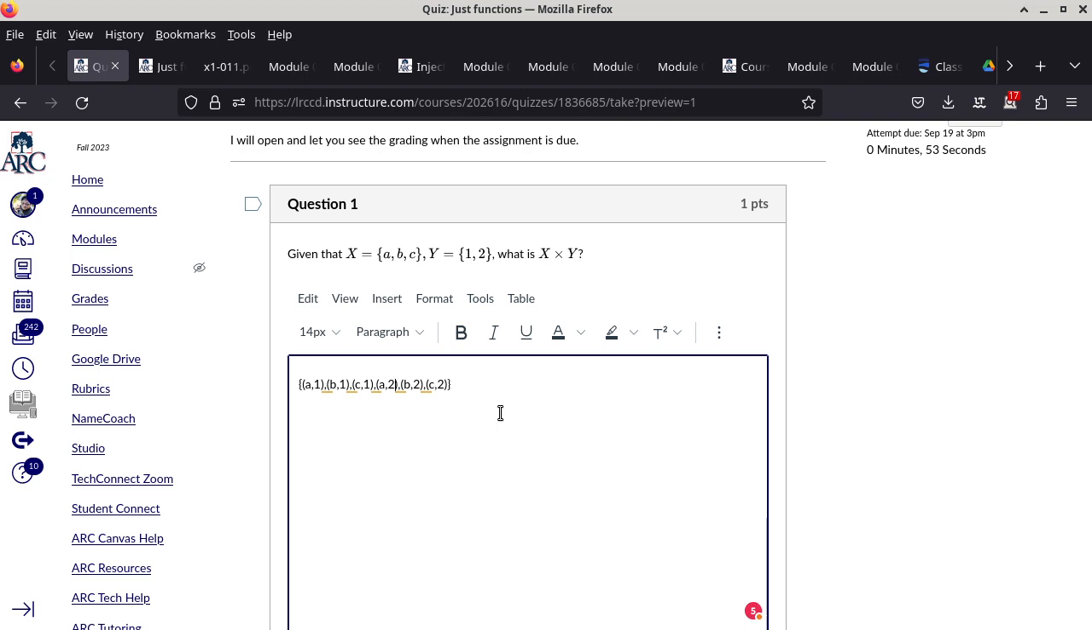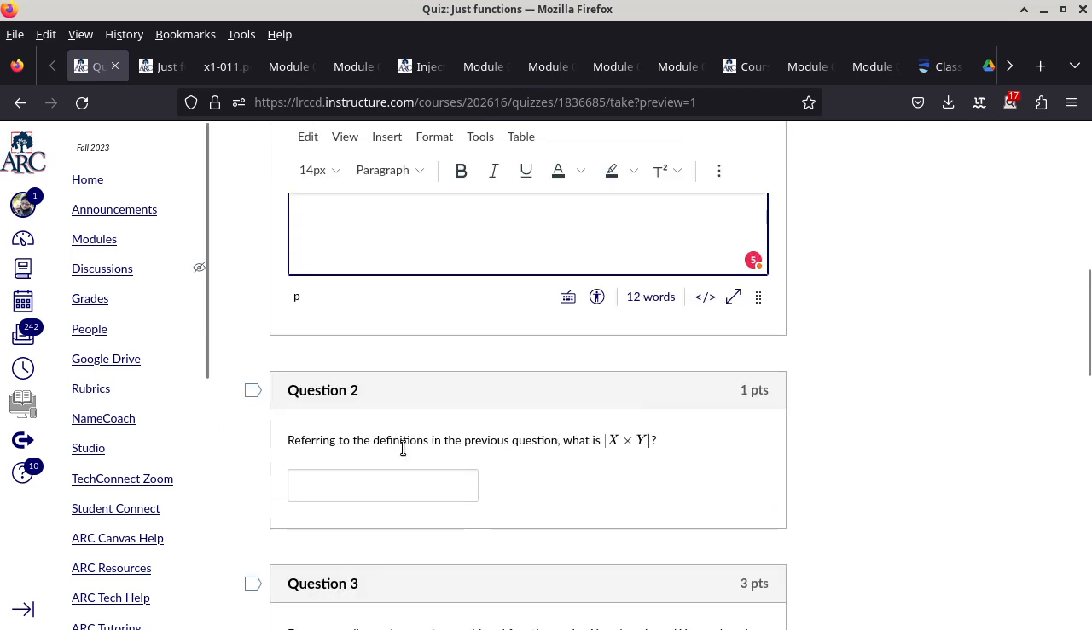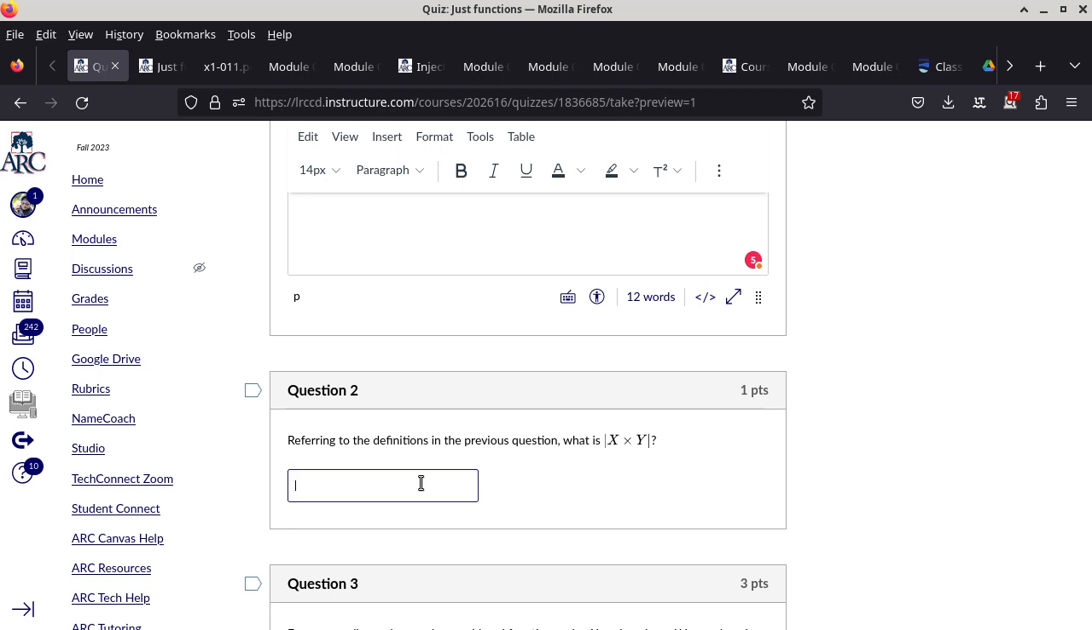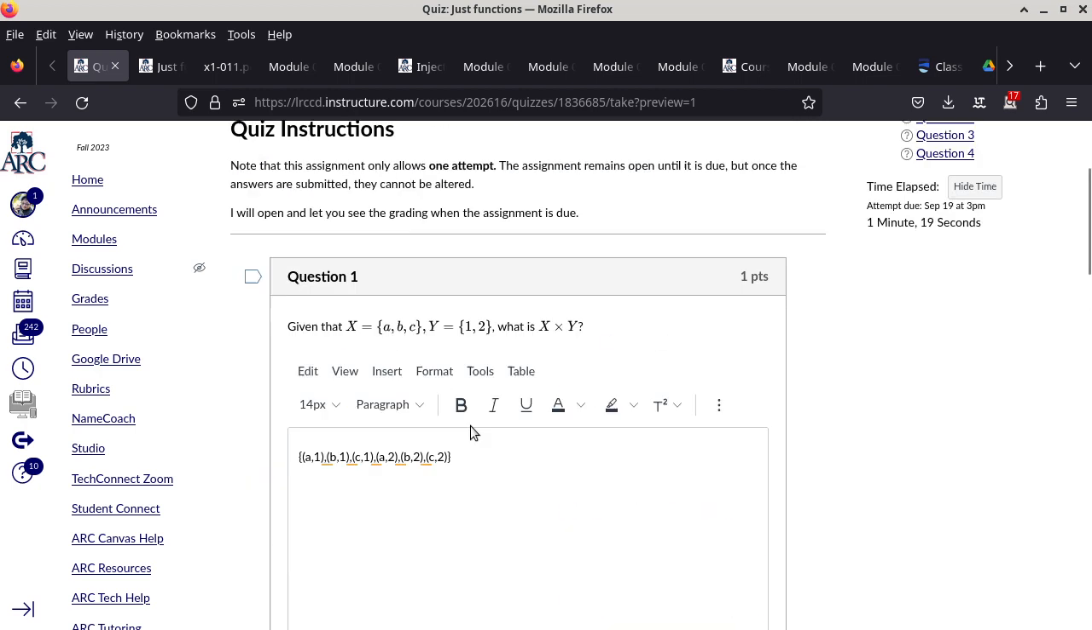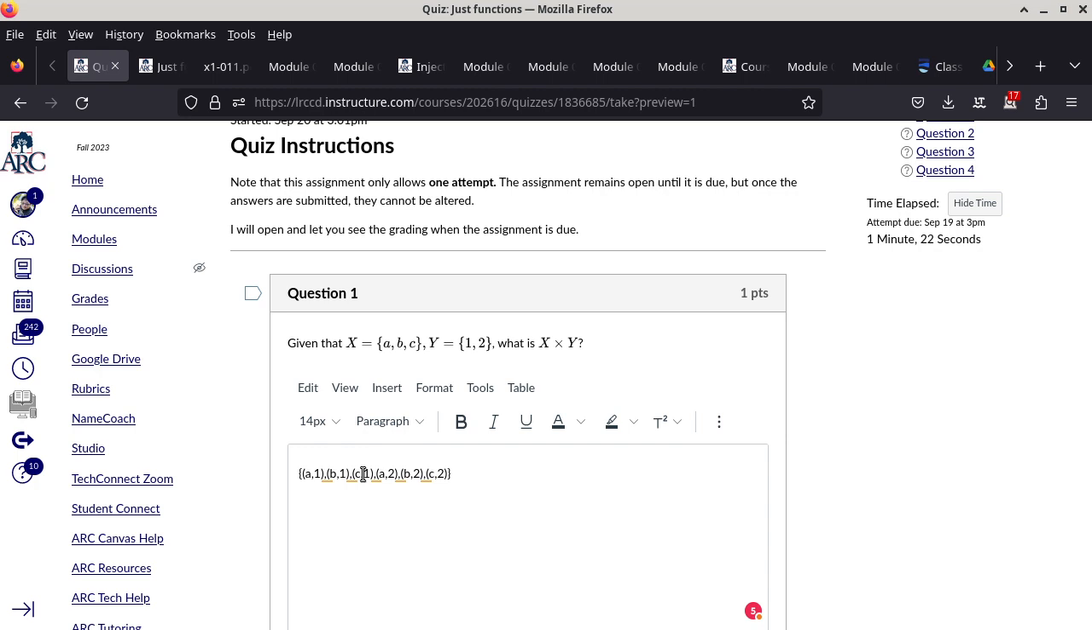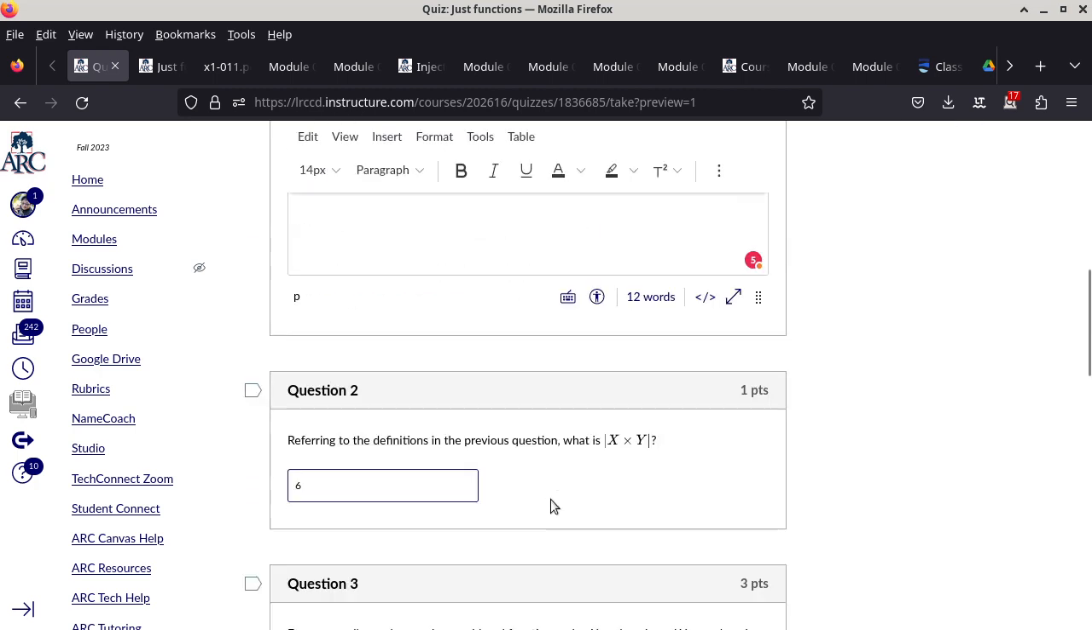All right, so do we have any questions about the answer to the first question? What is the Cartesian product between X and Y? Nope, okay, we're all good on this one. All right, so we move on to the second question. Referring to the definition in the previous question, what is the cardinality of the Cartesian product between X and Y? The answer is 6, because we can quite easily count that there are 6 elements in this particular set. So I'll be good with the answer to question number 2. This is one of the ones here that can be automatically graded. Are we good? Okay, excellent.